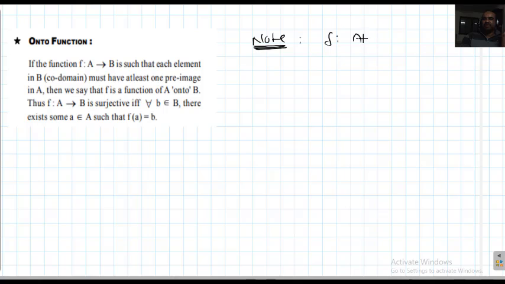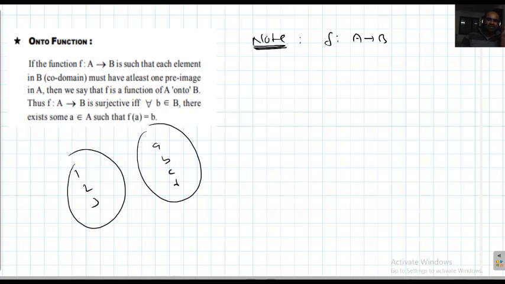F maps A to B. What note can I write? For example, observe here: 1, 2, 3 and A, B, C, D. n of B should be equal to n of A, or n of B should be less than n of A. Then only an onto function exists. For a one-one function, what is the condition? This should be greater than this. But for an onto function, this should be lesser than this.